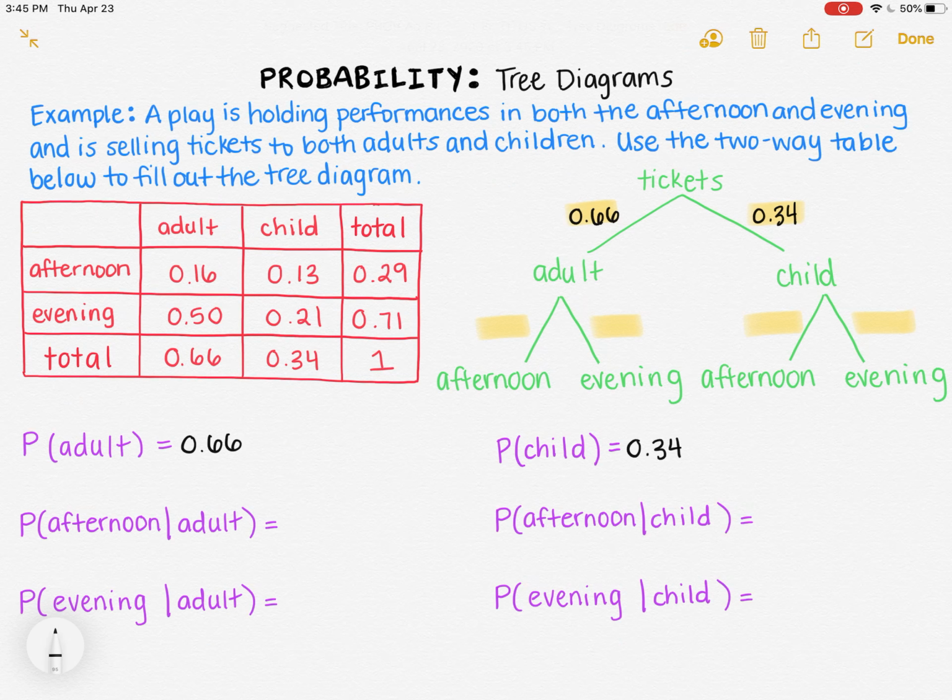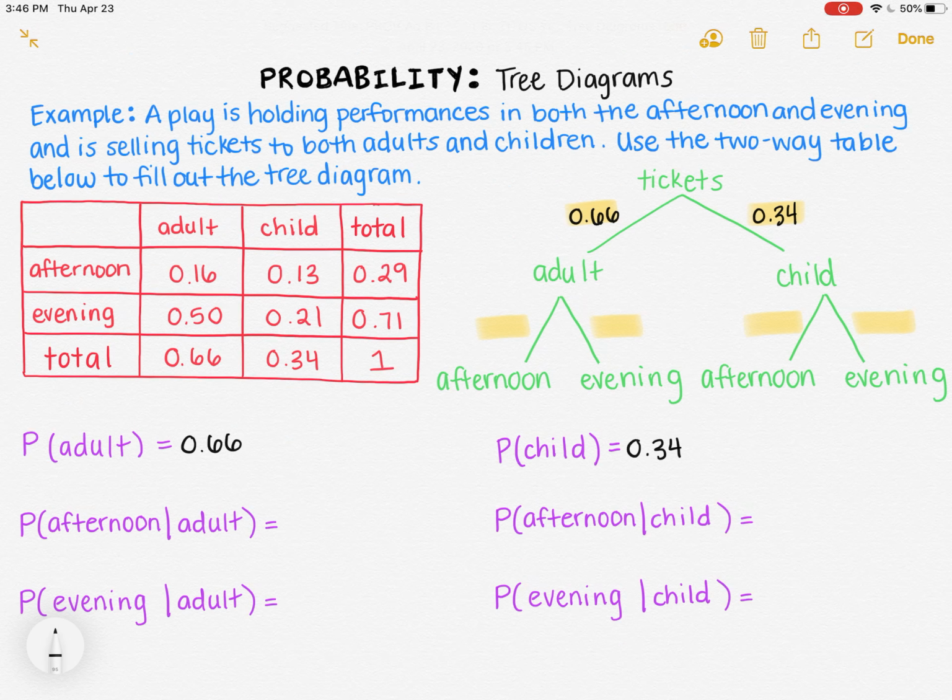Now we're ready to move on to the next level of our tree diagram. Let's start on the left side where we see the word adult. Under the word adult, there are two more branches. The adult tickets can be split into afternoon tickets and evening tickets. Now, since we're only looking at the branches underneath the word adult, we're only going to be focusing on adult tickets for this portion. So we need to find the probability that a ticket is in the afternoon, given we already know it's an adult ticket, and the probability that a ticket is for the evening, given we already know it's an adult ticket.